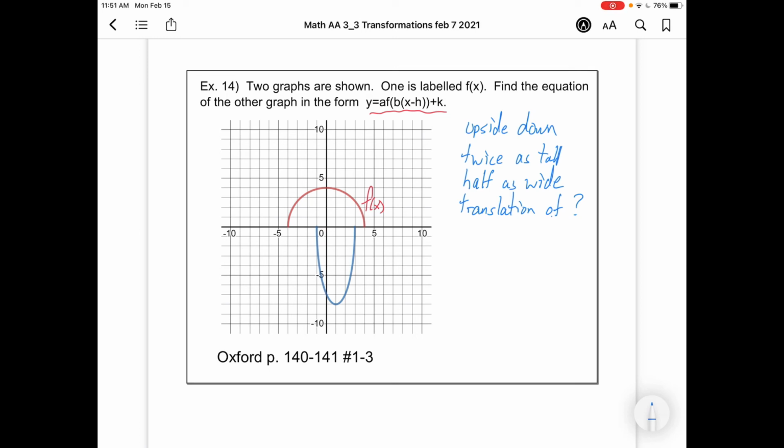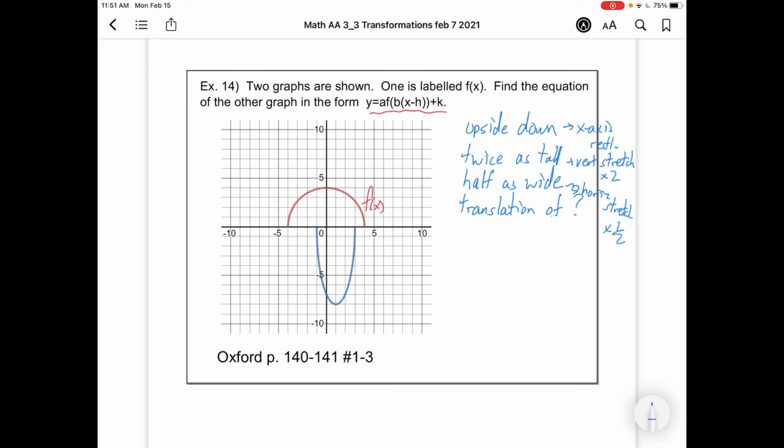Let me write these better in terms of mathematical terminology. Upside down means an x-axis reflection. Twice as tall means a vertical stretch by a factor of 2. Half as wide means horizontal stretch by a factor of a half.